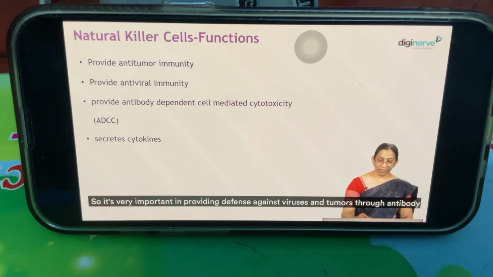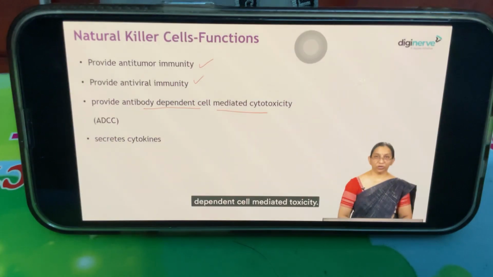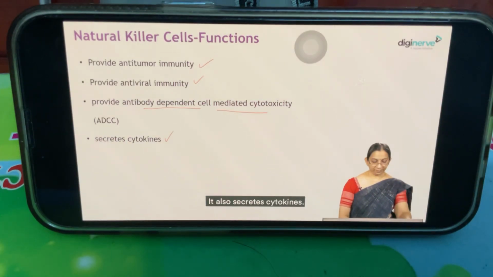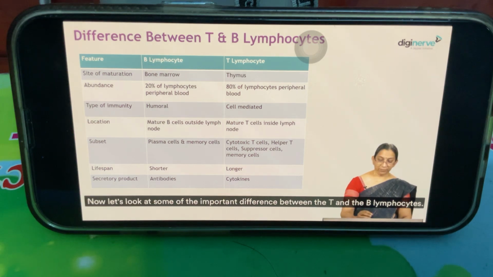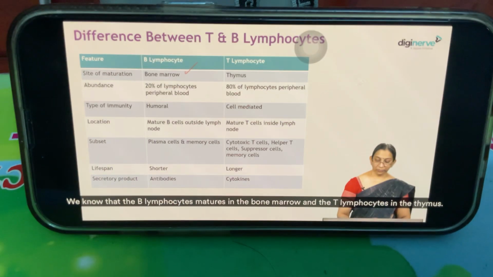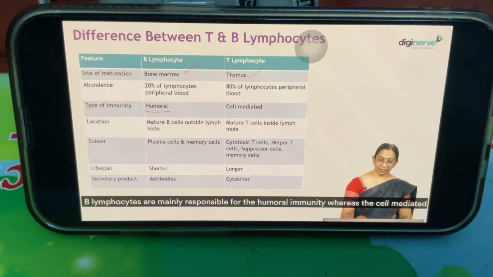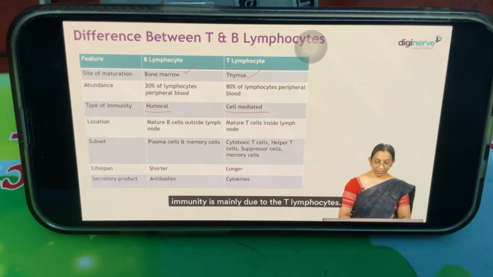So it's very important in providing defense against viruses and tumors through antibody-dependent cell-mediated toxicity. It also secretes cytokines. Now let's look at some of the important differences between the T and the B lymphocytes. We know that the B lymphocytes mature in the bone marrow and the T lymphocytes in the thymus. B lymphocytes are mainly responsible for the humoral immunity, whereas the cell-mediated immunity is mainly due to the T lymphocytes.